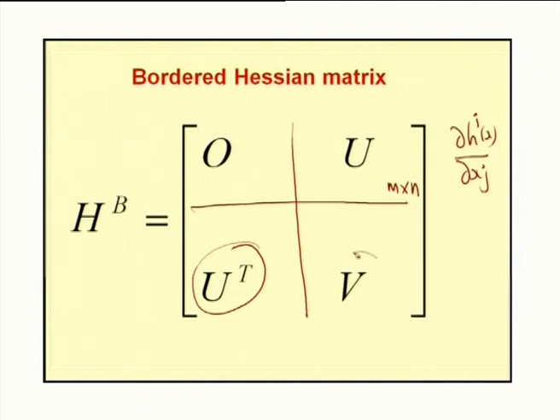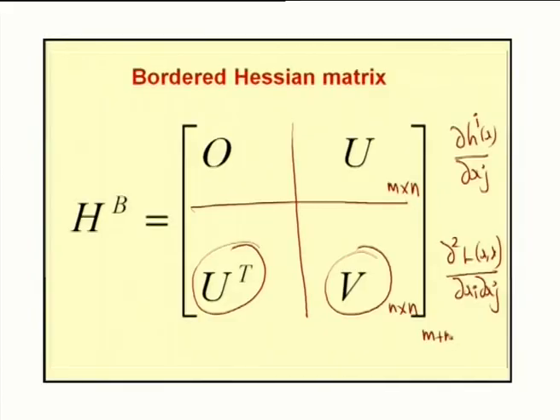The final block V is again a matrix, and the order of the matrix is n cross n. Now, what is V? V is ∂²L(x, λ) by ∂x_i ∂x_j. So, V is the matrix of second order partial derivatives of the Lagrangian function with respect to the decision variables ∂x_i ∂x_j. So, the order of V is n cross n.